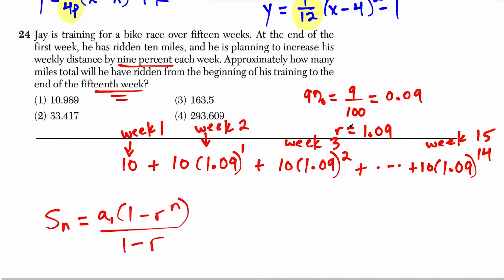So here we have the r value. We're going to have n equals 15 because we're doing 15 weeks. You could think of this over here as our first term. This is a1, this would be a2, and this would be a3, and so on. So we could just plug all of this into the formula.